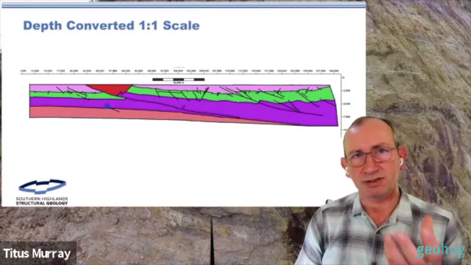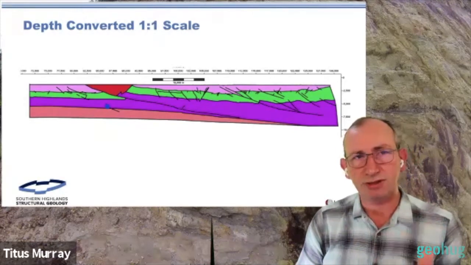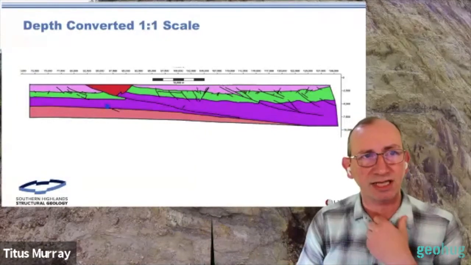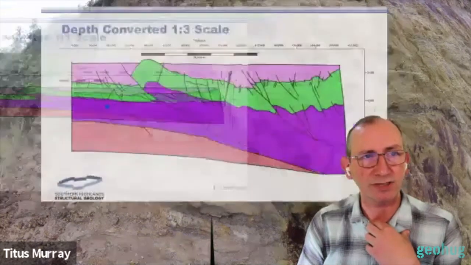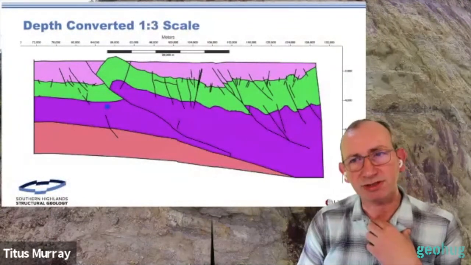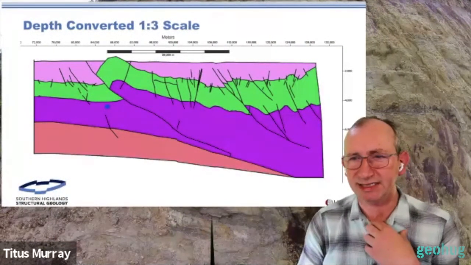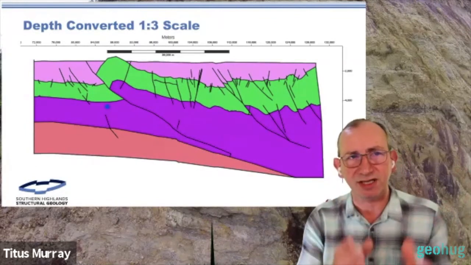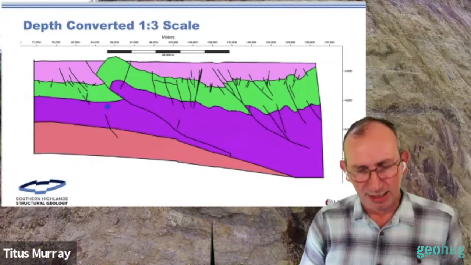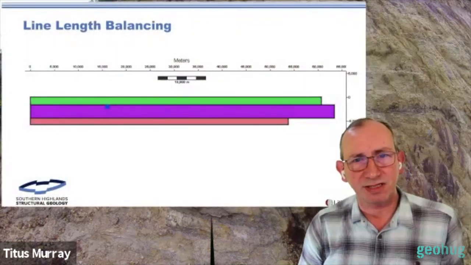It's a really straightforward process to do the depth conversion, but it's worth doing. That's what it looks like, depth converted. That's what my fault propagation fold looks like uneroded. And that's what it looks like at 3 times vertical exaggeration. You can see immediately it all starts to look wonky. It's super important to get this vertical exaggeration right. And then that's what it would be balanced in depth.